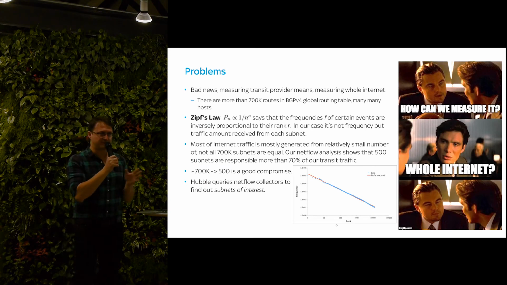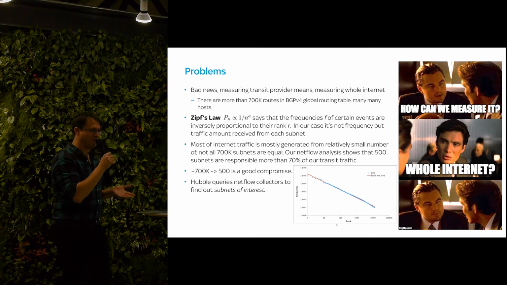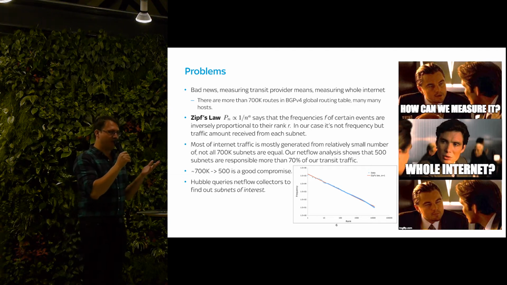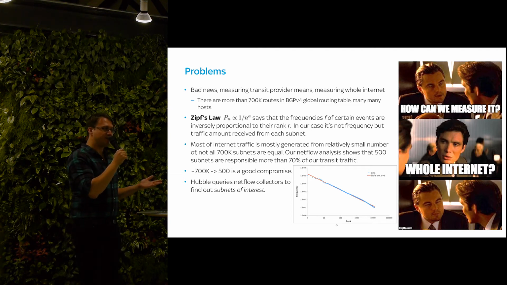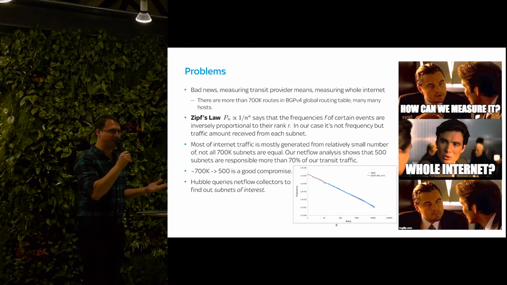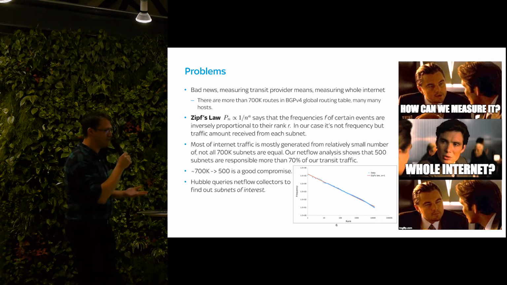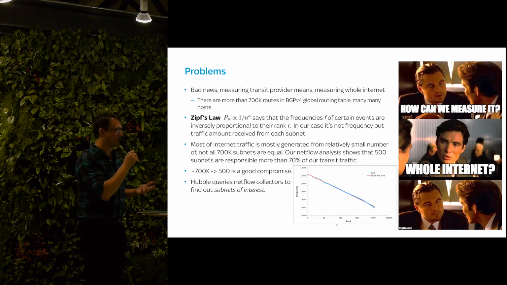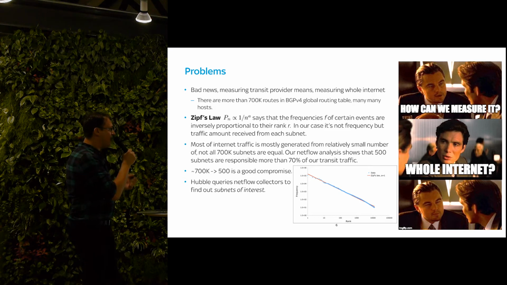So one of the biggest problems when we came up with this was when my boss said we need to measure the transit providers, and I said, well, transit providers basically means the whole internet, so how can we do that? There are now around 700,000 routes, and that's not really feasible.